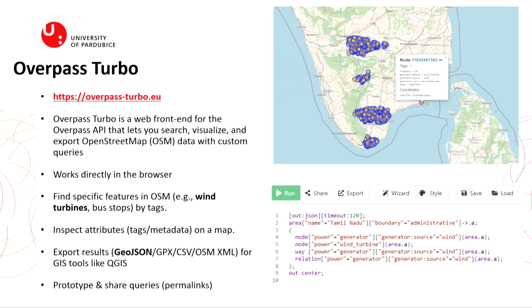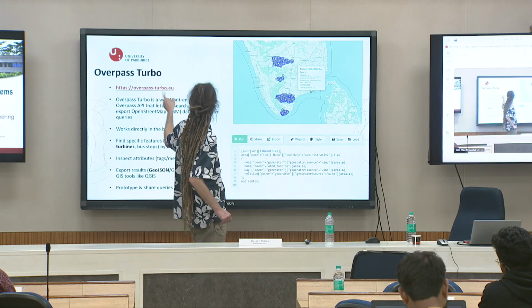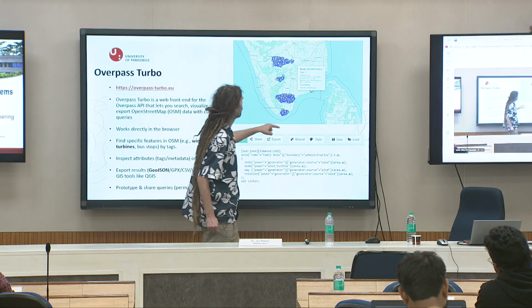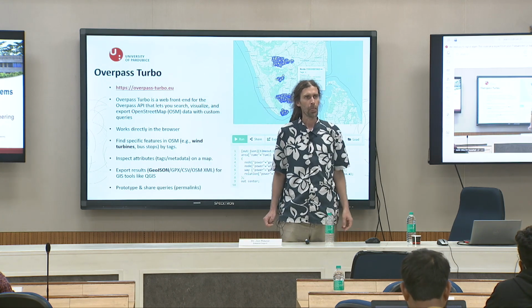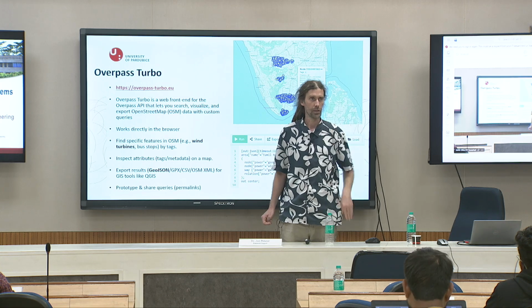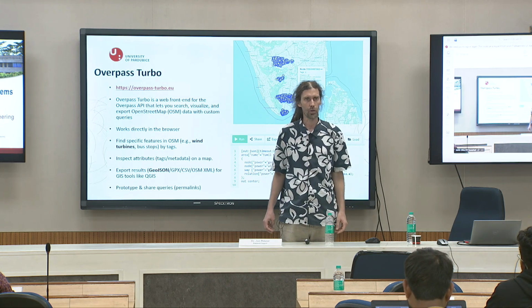generator, generator source wind, power wind turbine, power generator, generator source wind, and like this. And if you just copy and paste this into the window, I will show you on Overpass, you will get this selection. But you could also make a roads selection, you can make buildings, and so on and so on.